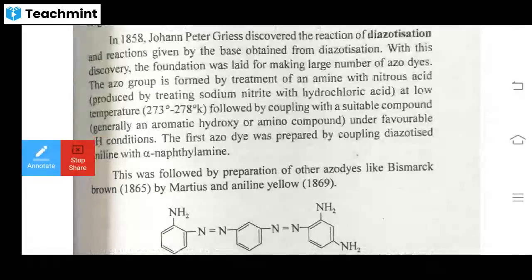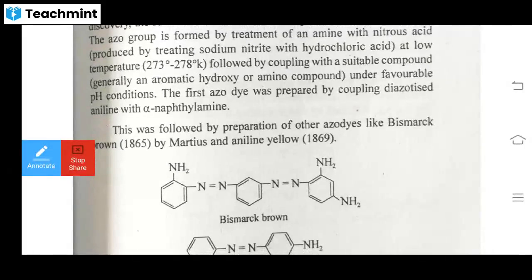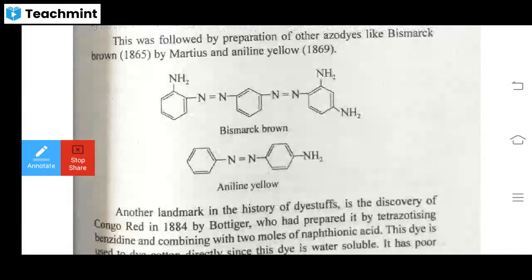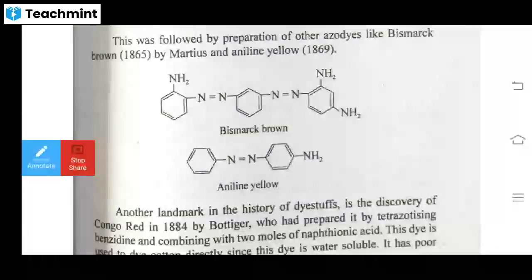Next, another scientist, Peter Griess, discovered another important class of synthetic dyes. He laid the foundation for making a large number of azo dyes. The azo group is formed by treating amines with nitrous acid. This scientist helped to develop dyes, such as Bismarck brown, and aniline yellow is another one.